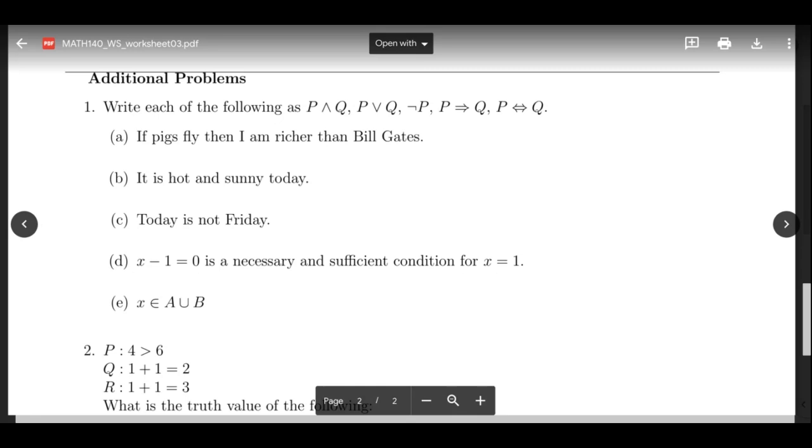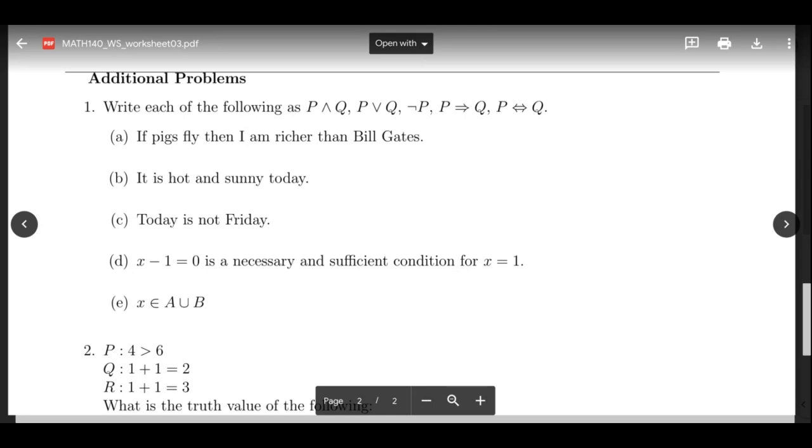1A, P and Q. No, the first one is this one, right? It's P implies Q. Right? That makes sense? So P is pigs fly, and Q is I'm richer than Bill Gates. That's Q, right? If P, then Q. All right.